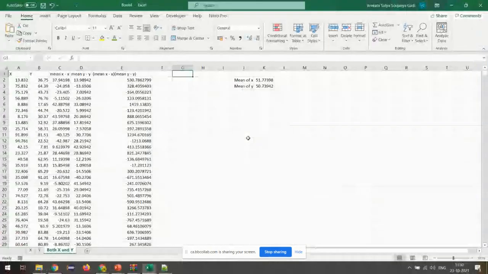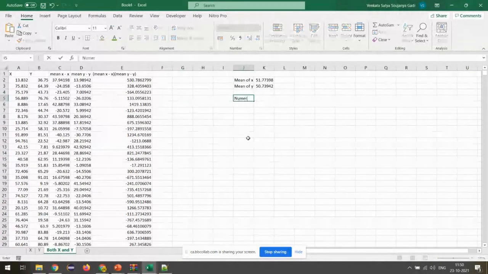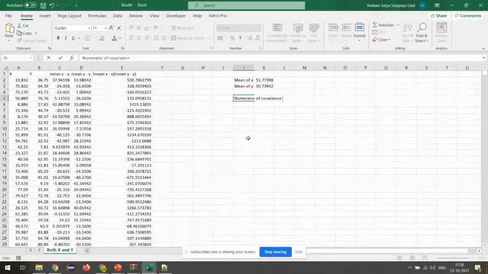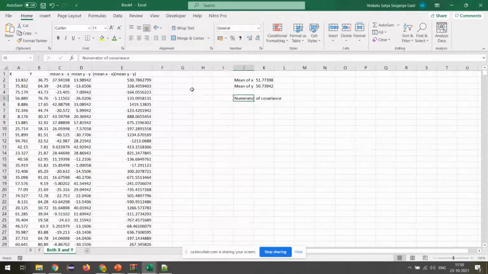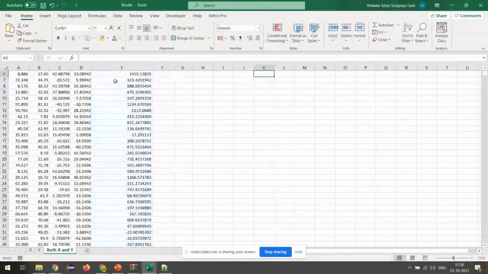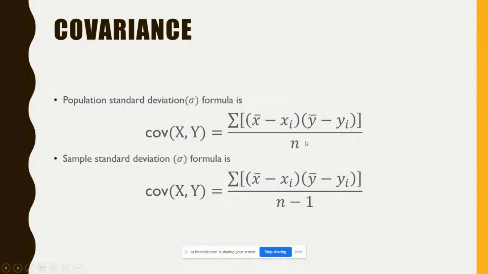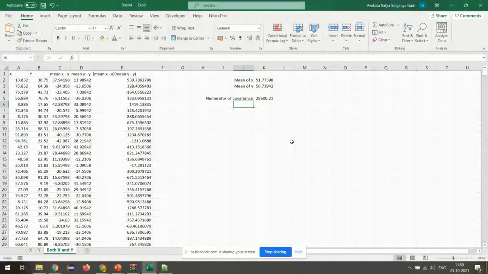Okay, so once you have the means and this multiplication, you have to add them. The numerator of the covariance is the sum of this, and the denominator is the total number of elements. I know the answer is 2000.